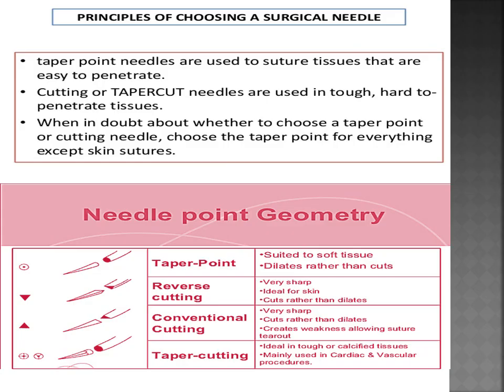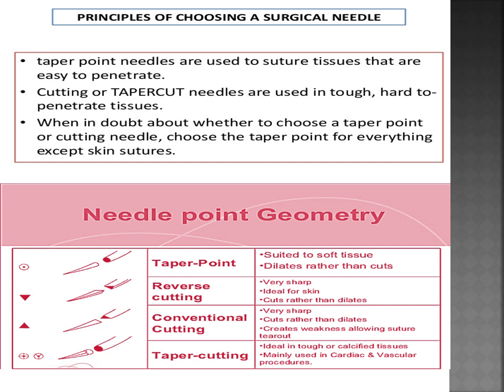Now, how do you choose the needle? We have different varieties of needles here. They are classified as taper point, cutting or taper cut needles, and conventional cutting or taper cutting needles. The taper cut is for soft tissues. Reverse cutting needles are very sharp. They are ideal for skin closure.